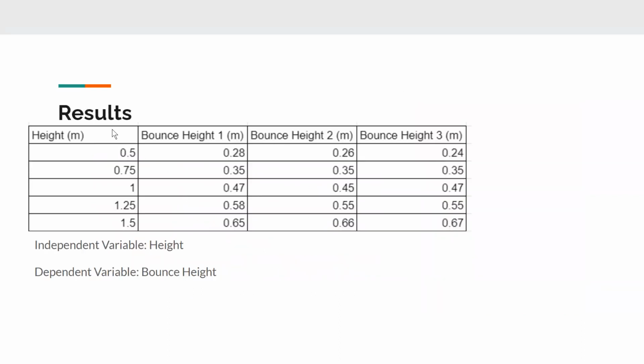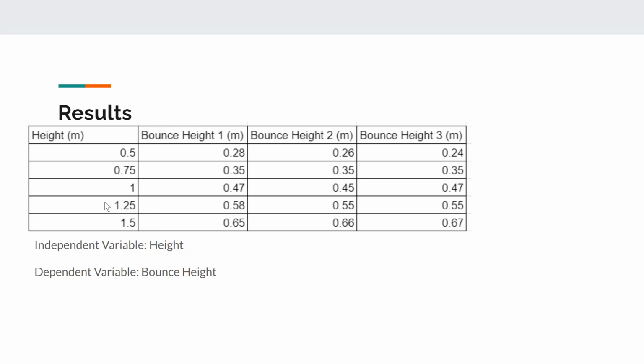So here are my results. I throw the ball from half a meter, 0.75 meters, 1 meter, 1.25 meters, and 1.5 meters. And I did the experiment 3 times at every height from which I throw the ball. And these are the results.